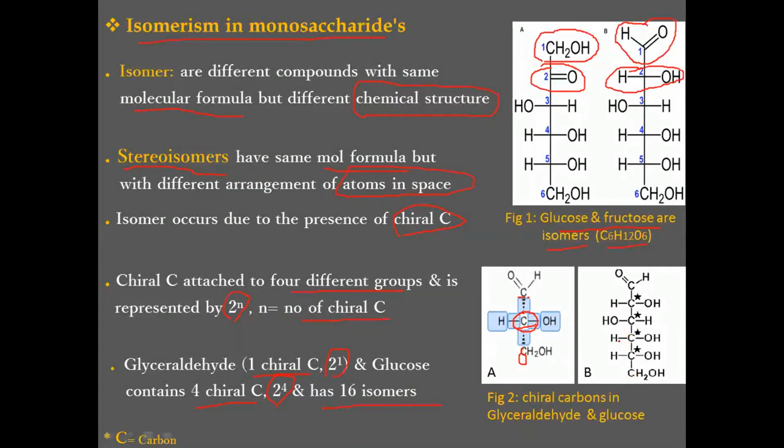Then B, this is the structure of glucose. You can see here glucose has 6 carbons. This is carbon 1, carbon 2, carbon 3, carbon 4, carbon 5, carbon 6. In glucose, carbon 2, carbon 3, carbon 4 and carbon 5 are chiral carbons because they are attached to 4 different groups. So in glucose, 4 chiral carbons are present and 16 isomers of glucose are possible.